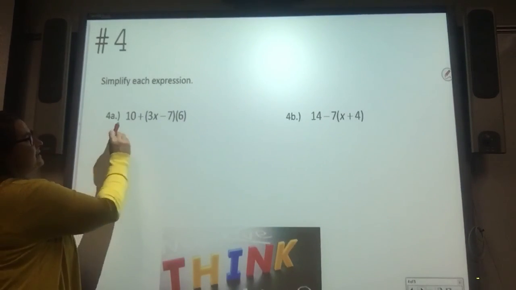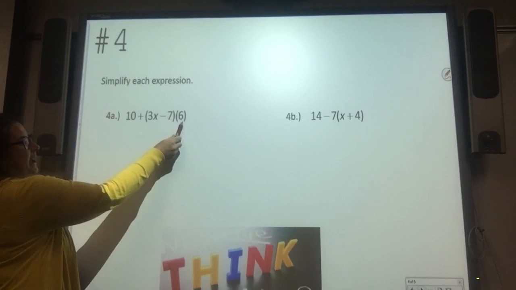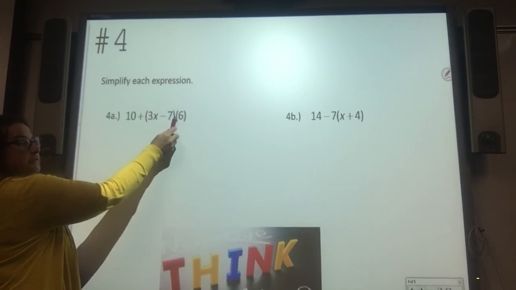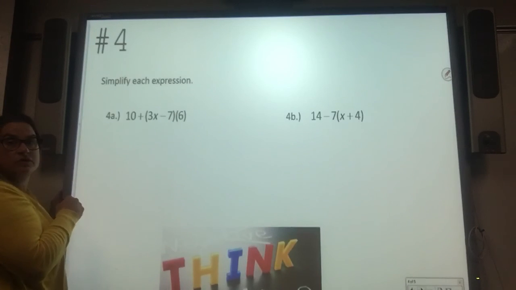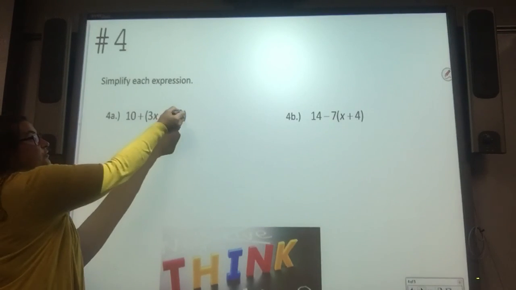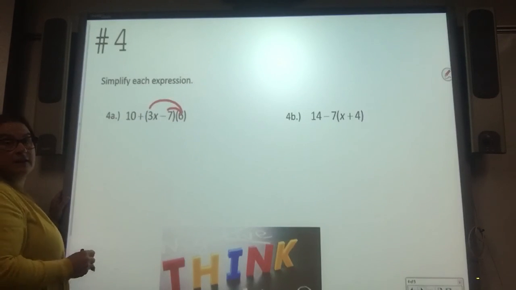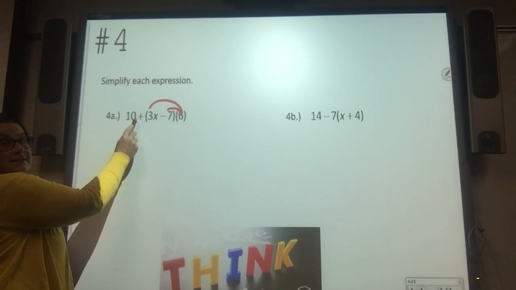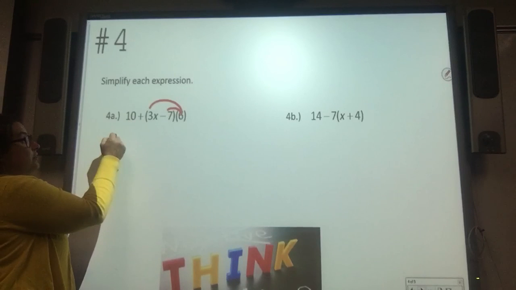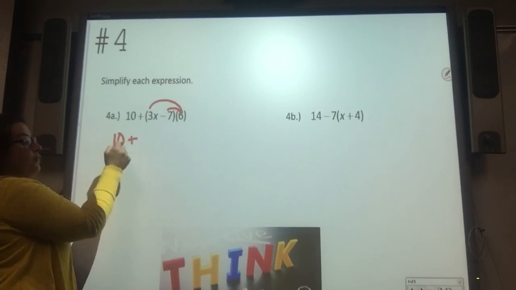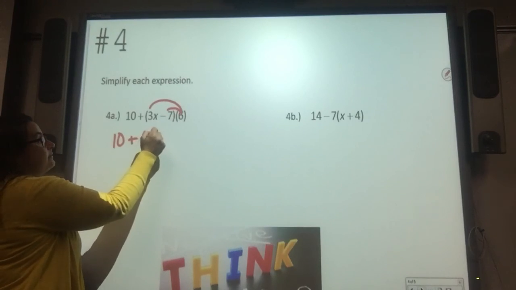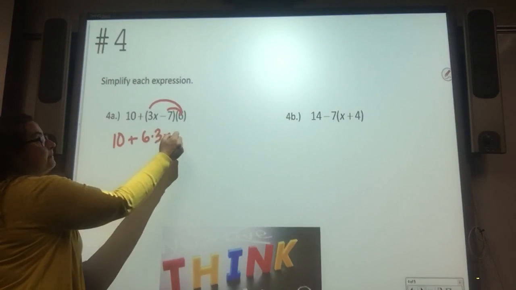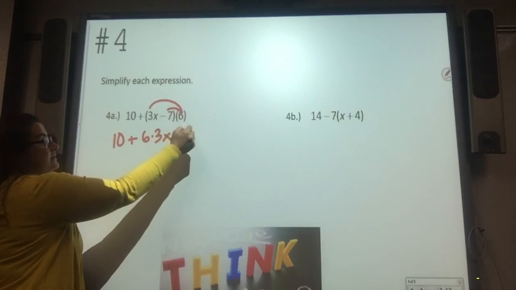Oh, look at that. This is a little different because the 6 is back here. This is multiplication. This is addition. That's how I figure out which one I distribute by. So 6 times 3x, 6 times negative 7. This is addition. This is not multiplication. So this 10 needs to come hang out for a little bit. It's got to wait its turn. 6 times 3x minus 6 times 7.